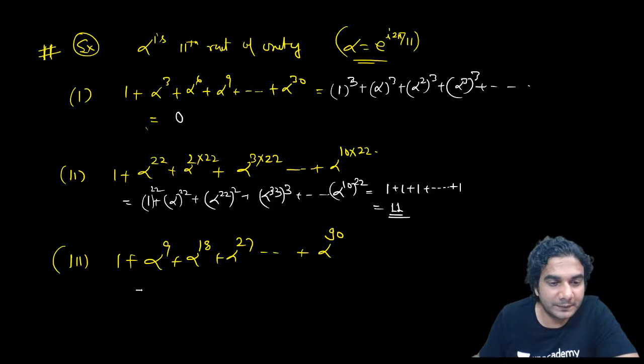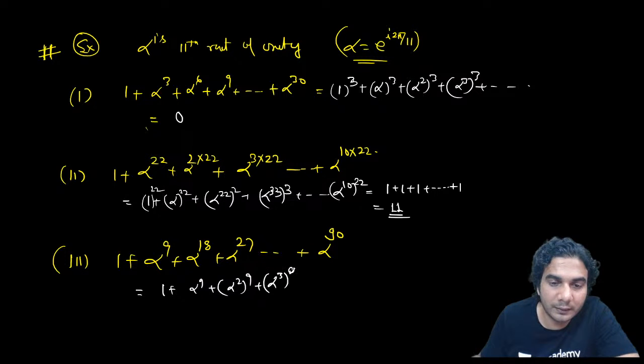Now the last one. As I've discussed in the past, what is this written? 1 plus alpha raised to 9 plus alpha square raised to 9 plus alpha cube raised to 9, all right, and so on up to the last term.